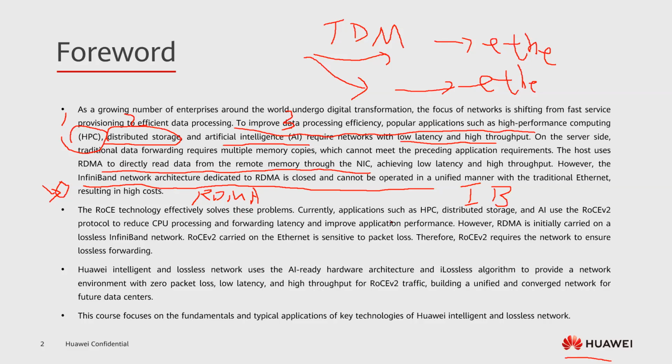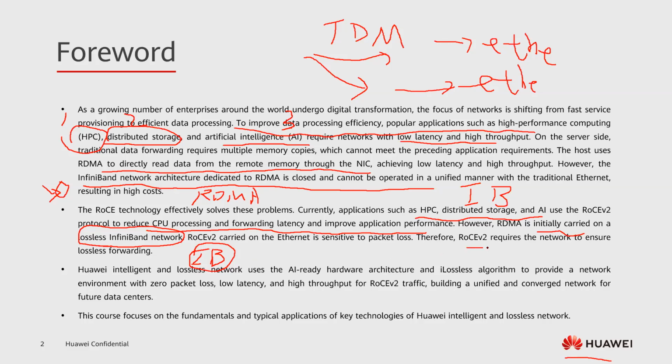Currently, applications such as HPC, distributed storage, and AI use RoCE v2 to reduce CPU processing and forwarding latency and improve application performance. However, RDMA was initially carried on a lossless IP network. The IP network is lossless because it's dedicated and special. It uses special hardware.